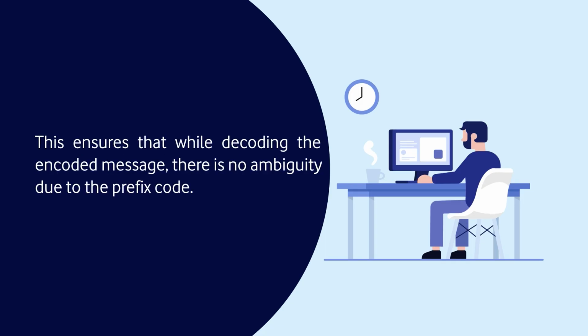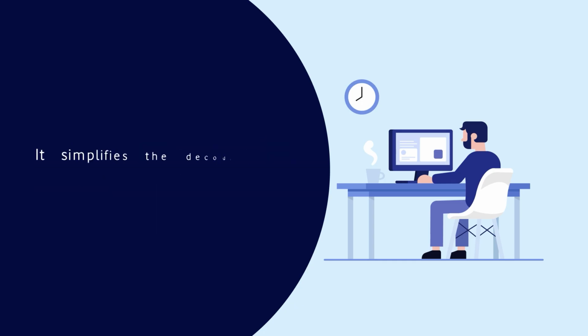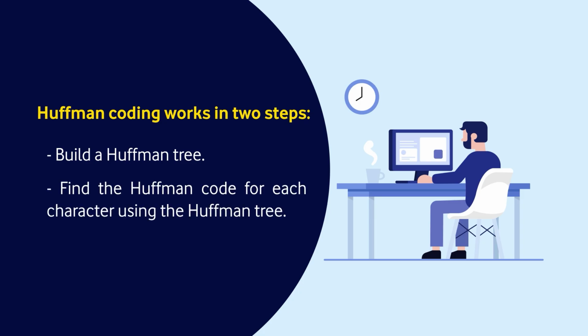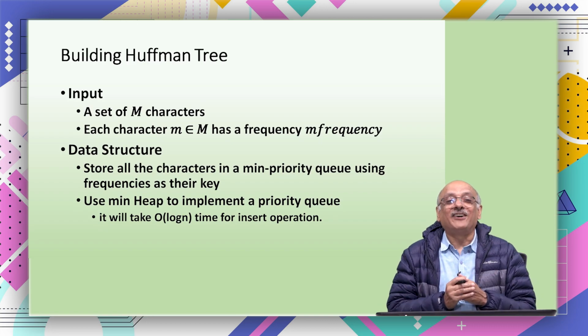This ensures that while decoding the encoded message, there is no ambiguity due to the prefix of the code, and ultimately it simplifies the decoding process. There are 2 steps basically as far as Huffman coding is concerned. First, we build the Huffman tree, and then from the Huffman tree we find the Huffman code for each character using a typical tree traversal method. How do we build the Huffman tree?